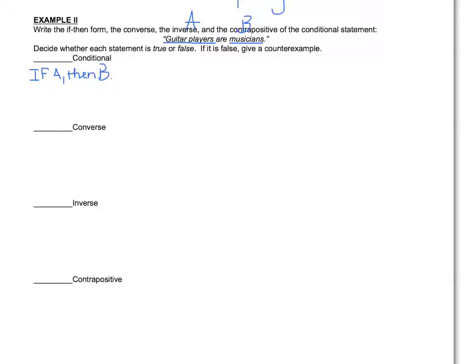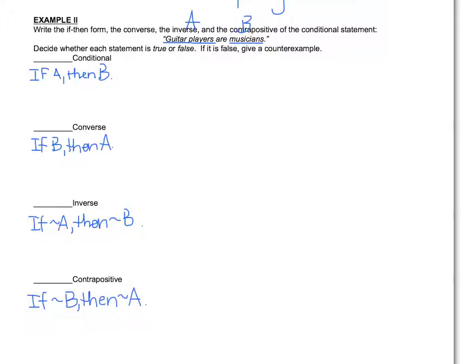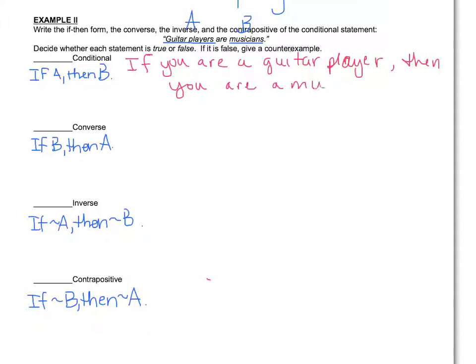That's what a conditional is. A converse, remember, is if B, then A. The inverse is if not A, then not B. And the contrapositive is if not B, then not A. Okay, so I've defined all those things. Let's now make our statements. So the conditional would be if you are a guitar player, or you could say if someone is a guitar player, then you are a musician. Well, if you play the guitar, you're definitely a musician, so that's true.